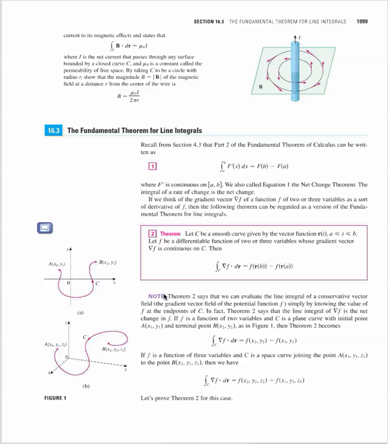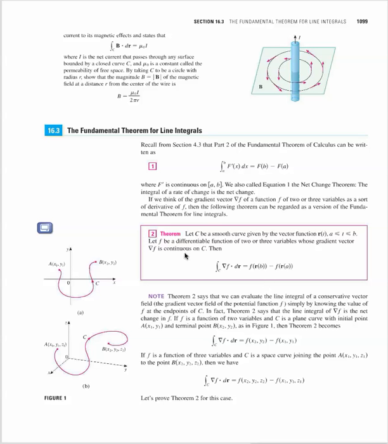Alright, the main result for section 16.3 is theorem 2 right here. If I have a gradient vector field, if big F is equal to the gradient of little f for some potential function, little f, recalling section 16.1, then I can calculate a line integral along any curve of that vector field very easily. It's just f of the ending endpoint minus f of the starting endpoint. This is really, really important.